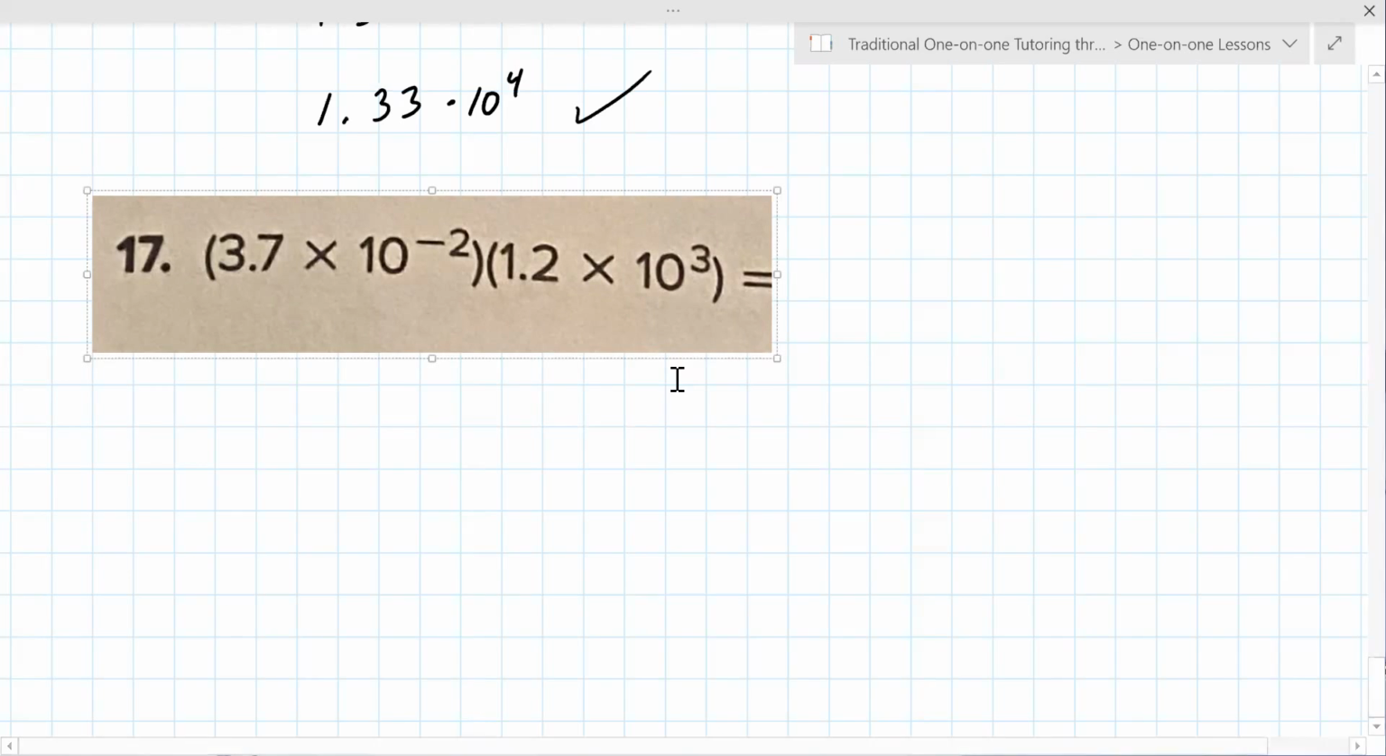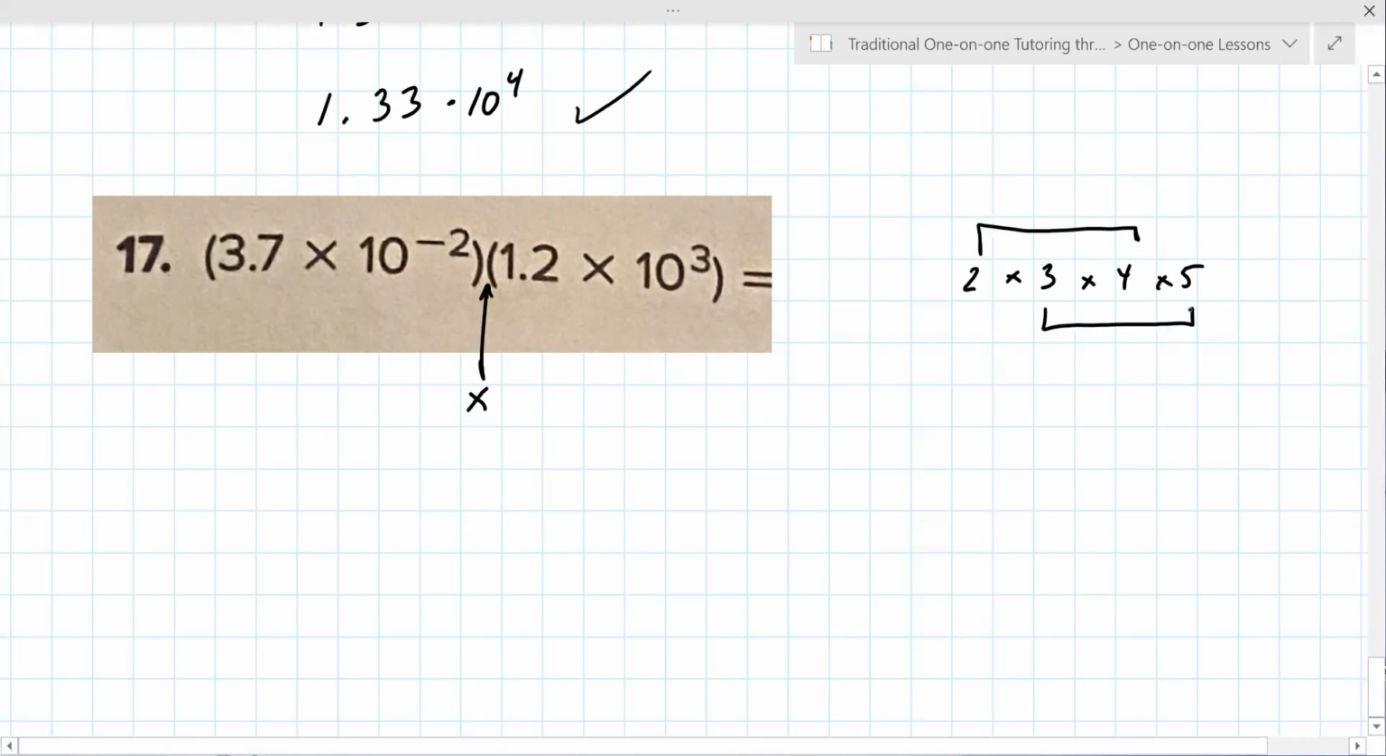3.7 times 10 to the minus 2. Notice this is not a plus, right? These are multiplying together. Now, if I ask you to multiply 2 times 3 times 4 times 5, do you know that you can multiply the first and the third and then the second and the fourth? Yeah, I do know. Okay, so it's the same idea here. You end up multiplying these two numbers together, 3.7 times 1.2. And do you have a calculator handy? Okay. Go ahead and tell me the result of multiplying those together.